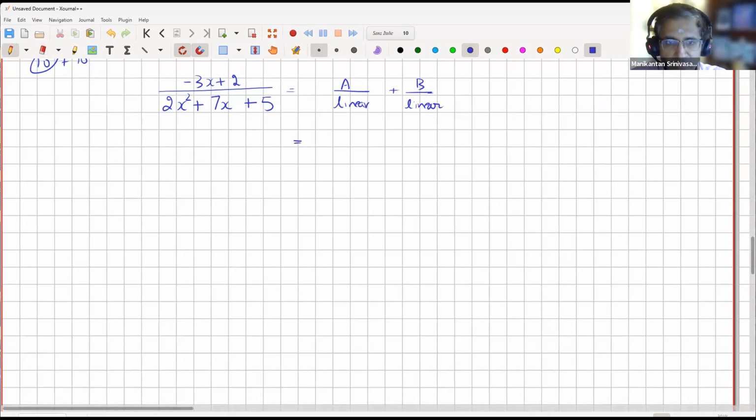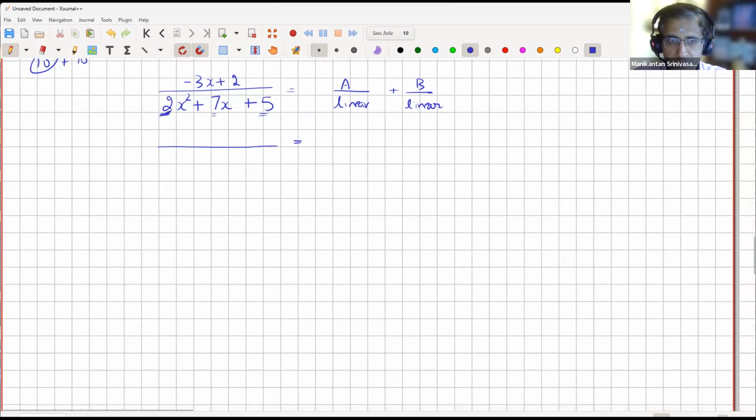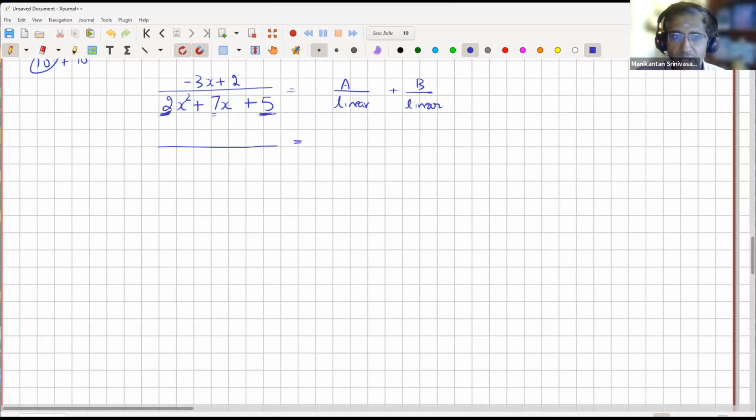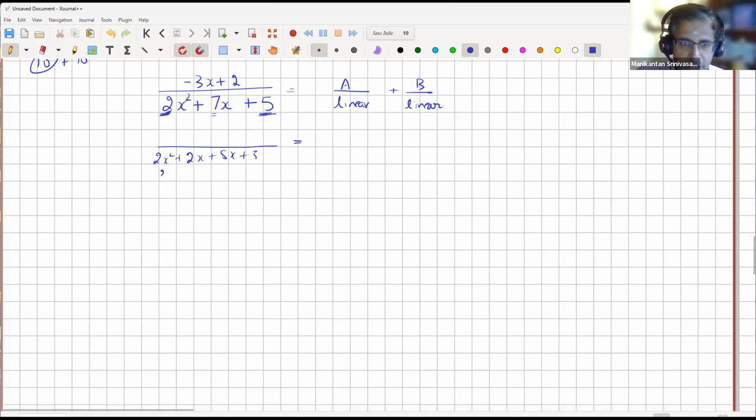So the first order of business is to factorize the denominator. 2 times 5 is 10, so we're finding two numbers that multiply to 10 and add to 7. That's how we factorize. Very often people forget the 2: the multiplication should be the product of the constant term and the x square term. So the product should be 10 and the sum should be 7. So it's 5 and 2. So 2x square plus 2x plus 5x plus 5. So it happens to be 2x into x plus 1, plus 5 into x plus 1. So it's 2x plus 5 times x plus 1.